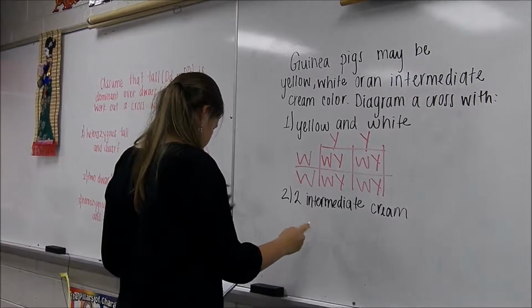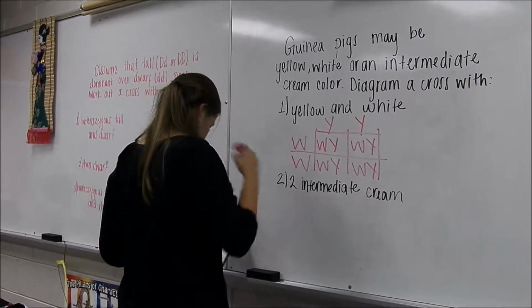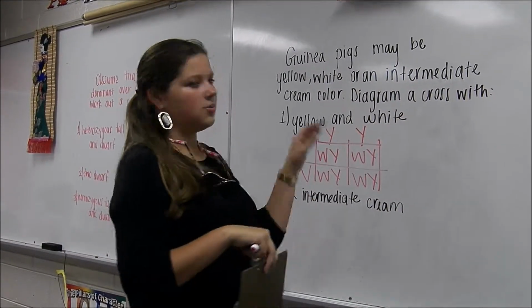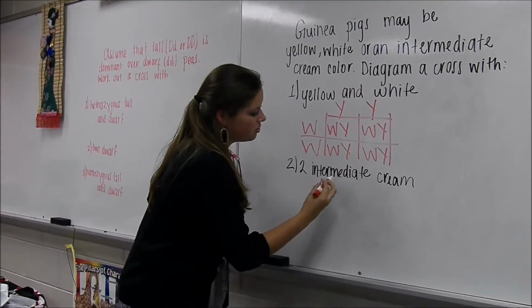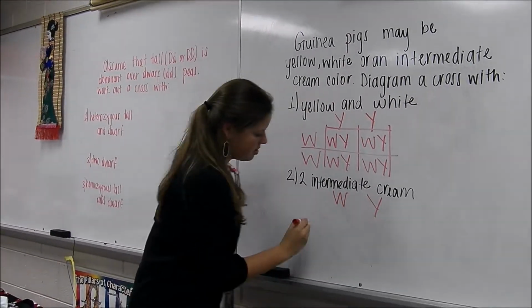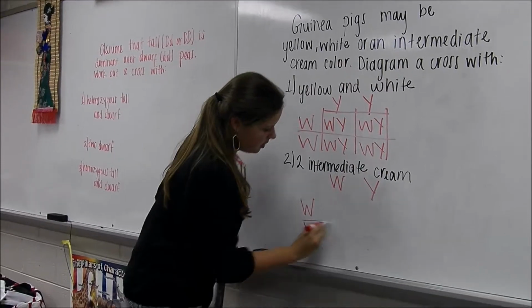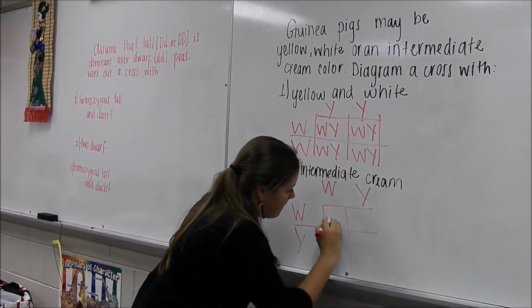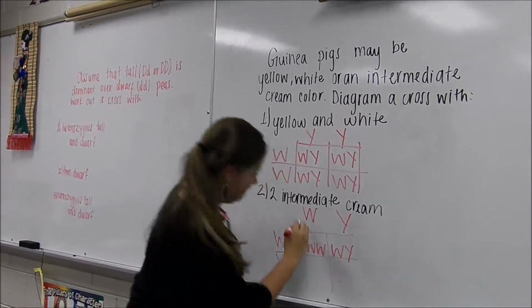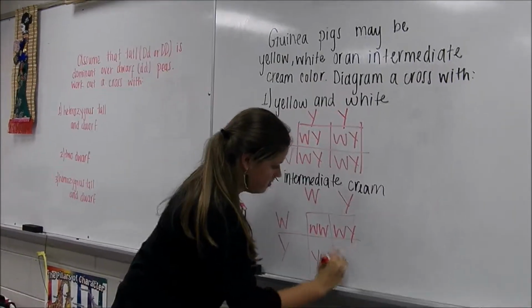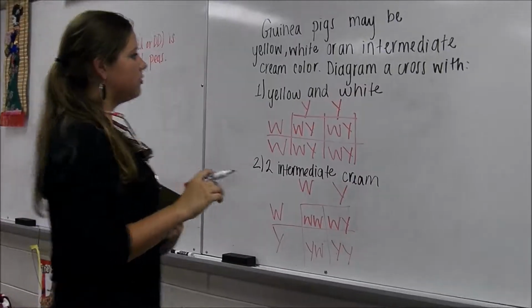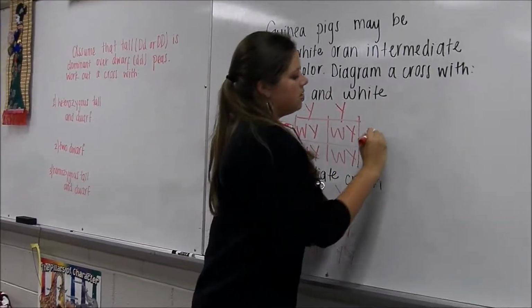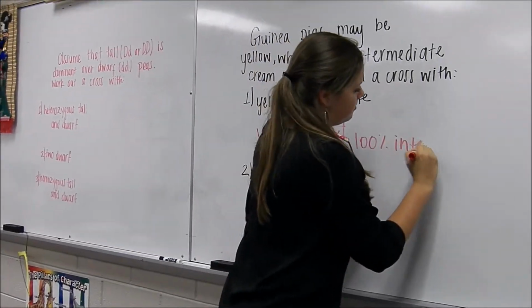And then for this one, we're going to have 2 intermediate creams. So if they're intermediate, it means they're mixed between white and yellow. So we're going to do a white yellow on top and a white yellow on the bottom. That looks really bad. And then we're just going to cross it again. Y, W, Y, W. So for this one, because they're all W's and Y's, it's going to be 100% intermediate.